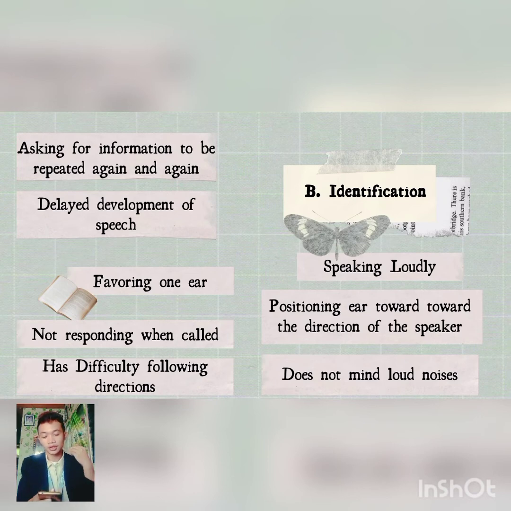They may show delayed development of speech, watch the face of the speaker intently, favor one ear, not respond when called, have difficulty following directions, and not mind loud noises. So these are the ways we identify those children who experience this kind of disability.